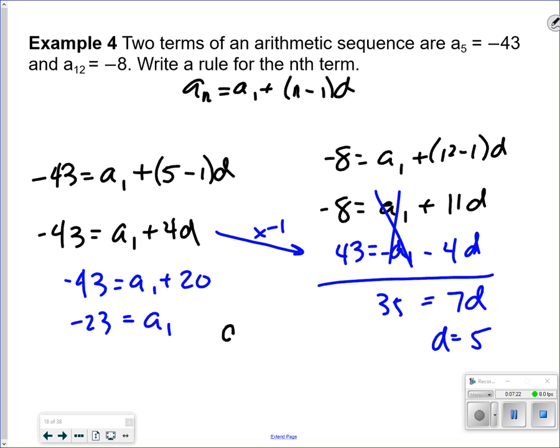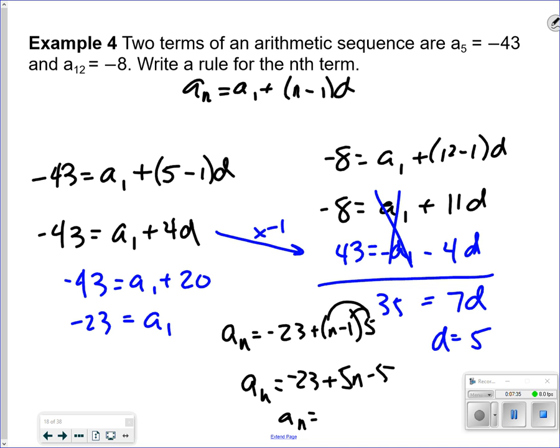information to write my equation, write my rule. A sub n would equal a sub 1, n minus 1D, distribute, and add like terms.